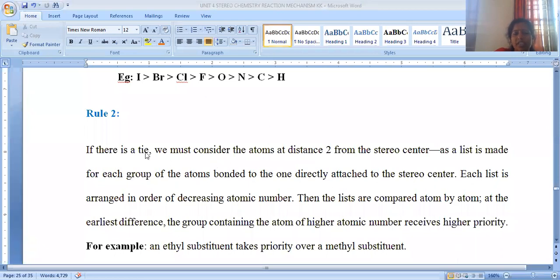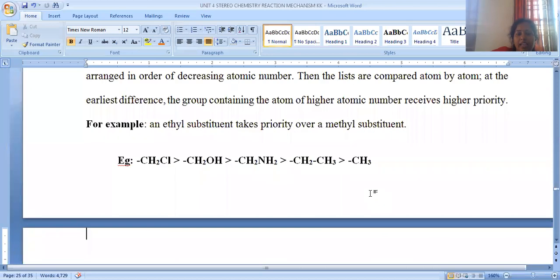So the second rule is, if there is a tie for the first group, here the first directly linked group is carbon in both the cases. Now priority is given to the next atom present on that functional group. That is given like this. If carbon is attached with chlorine and carbon is attached with OH, chlorine gets first priority over OH, and NH2 will get least priority over OH. Next is CH3, next is H3. This is about similar carbon being directly linked. Now the priority is given to the second atom or second group present on that. This is the second CIP rule.